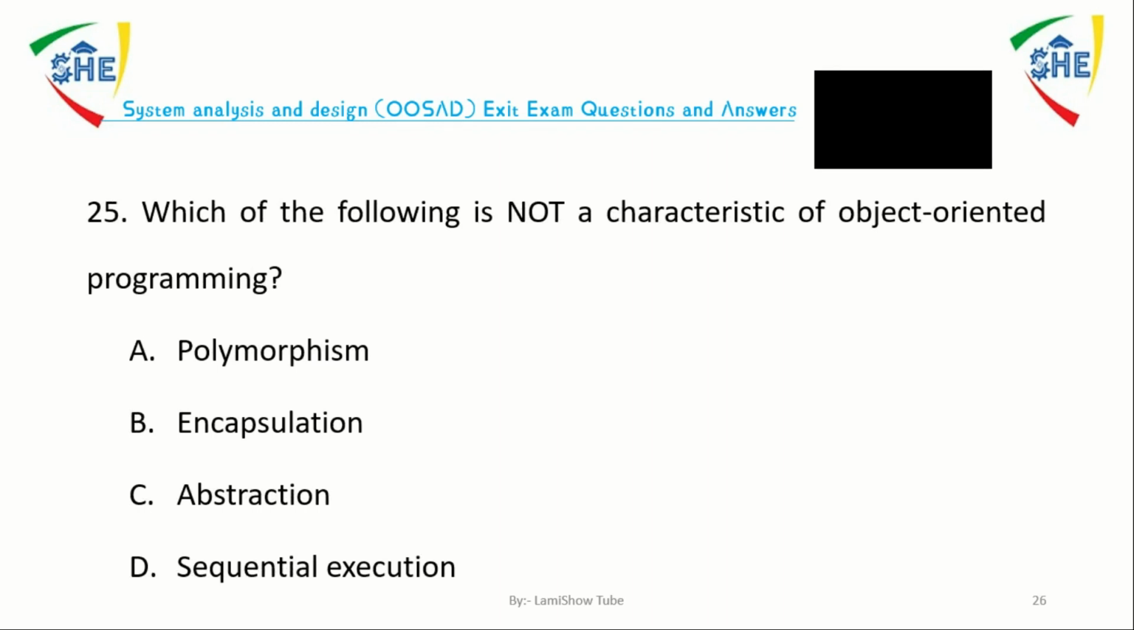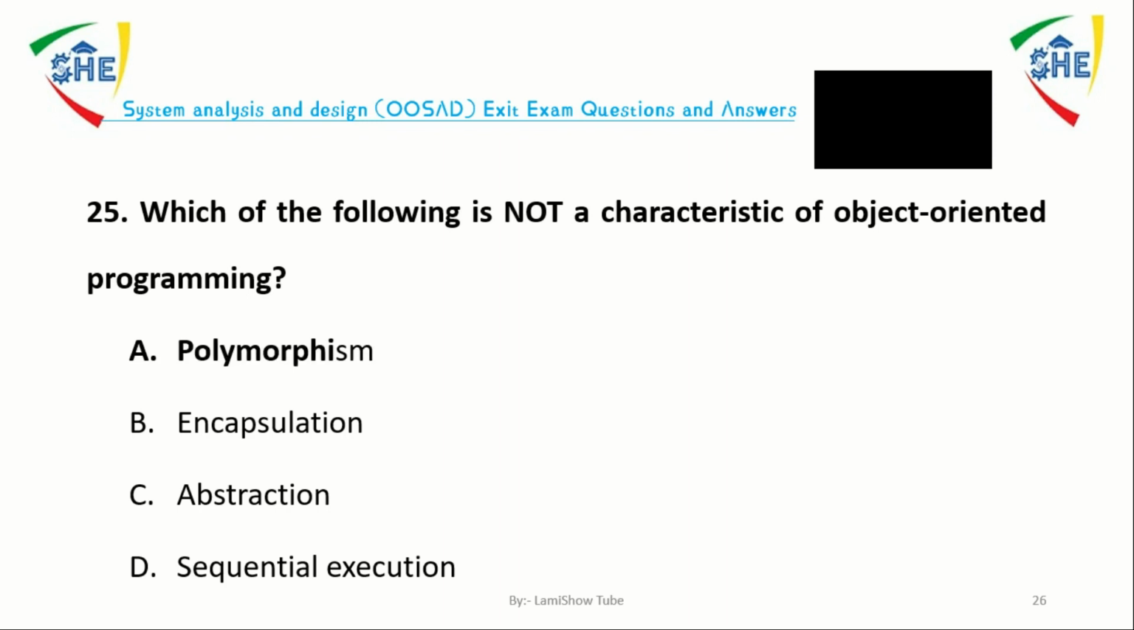Question number 25. Which of the following is not characteristics of object-oriented programming? A. Polymorphism. B. Encapsulation. C. Abstraction. D. Sequential executions.